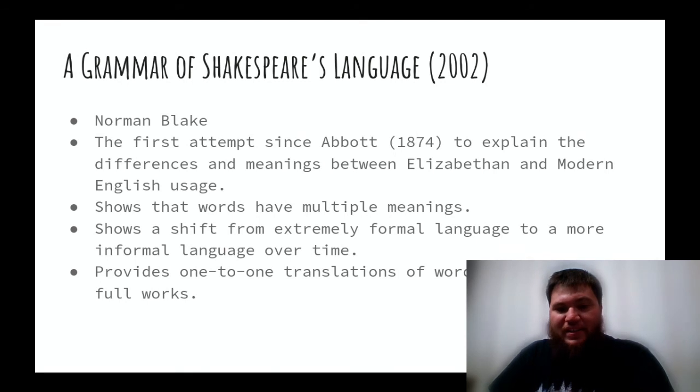A lot of us as teachers, when we teach Shakespeare, we like to say that Shakespeare was for the everyday person. And that's true to an extent later in his career. But earlier in his career, it was very, very formal and by the book. And then another thing Blake does is, instead of trying to translate the full works of Shakespeare, he provides one-to-one translations of words that we may not know. And his translational variation is the basis for the No Fear Shakespeare we use today in classes, some of us use.